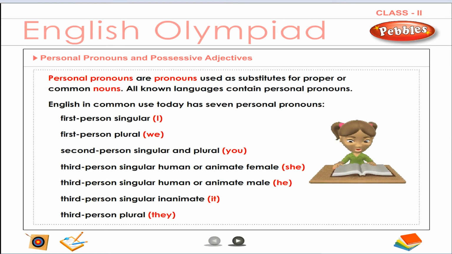Personal pronouns are pronouns used as substitutes for proper or common nouns. All known languages contain personal pronouns. English in common use today has 7 personal pronouns. First person singular I, first person plural we, second person singular and plural you, third person singular human or animal female, she. Third person singular human or animal, male, he. Third person singular inanimate, it. Third person plural, they.